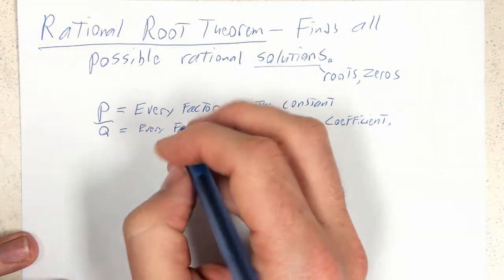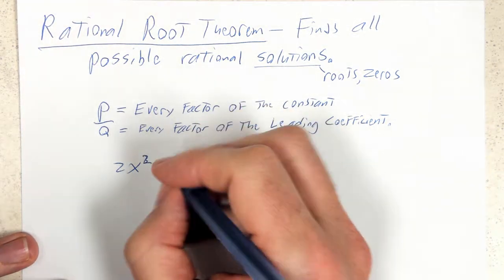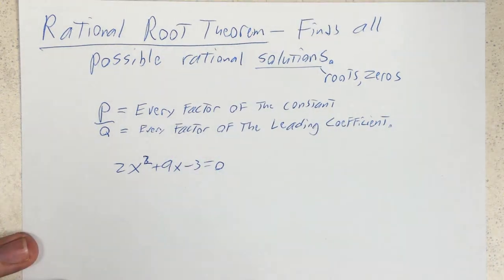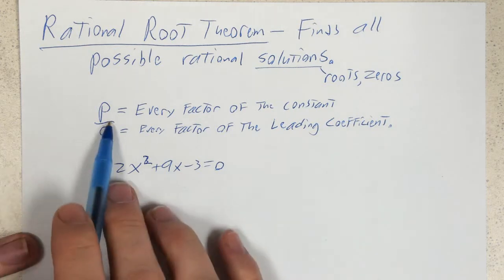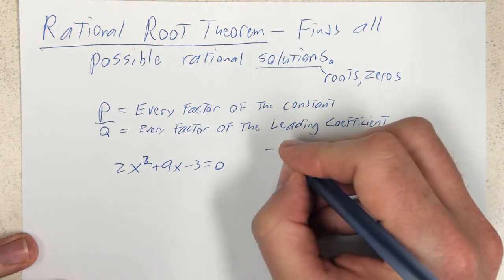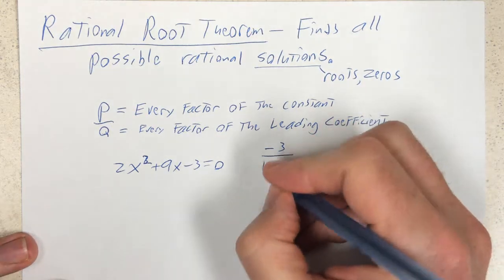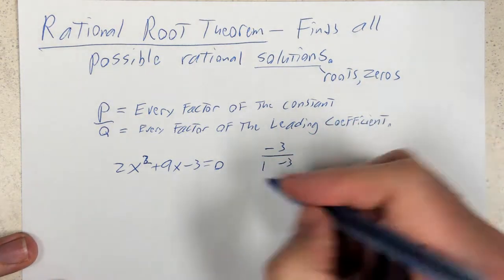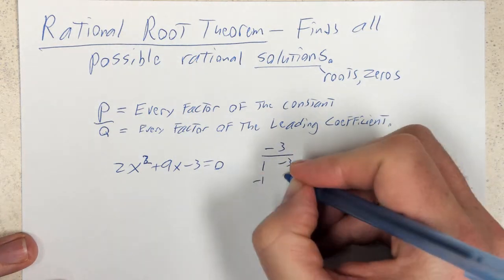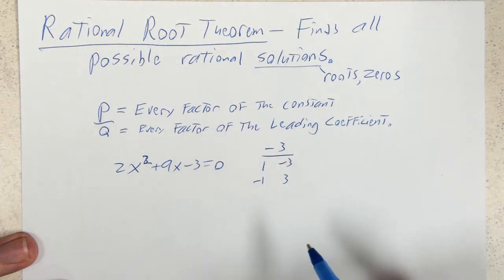So let's say we have 2x squared plus 9x minus 3 is equal to 0. We identify our P, the factors of the constant. Well, our constant is -3. So what are the factors of -3? Well, we could do 1 times -3. That's one set of factors, 2 factors, but one set. Or we could do -1 times +3. So we end up having 4 factors of -3.